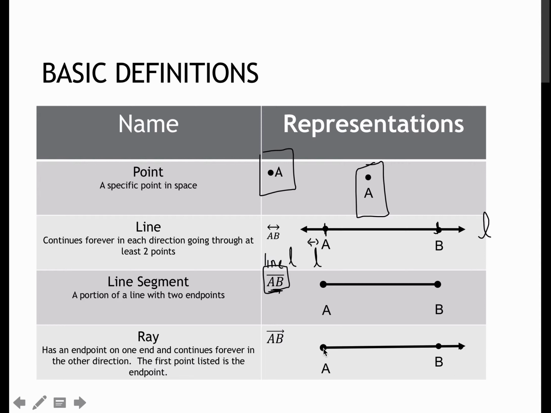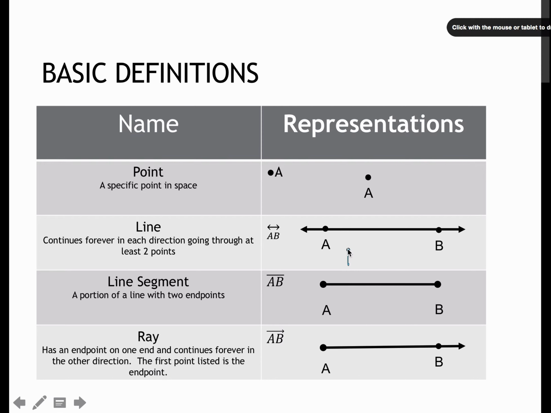Notice that when I write ray AB, the A comes first because we always start with whatever the endpoint is first, and then the side that continues forever. So if I were looking back at my line segment, I could say I have ray AB, which would start here and continue forever in this direction. Or I could say I have ray BA, which would start here and continue forever in this direction.